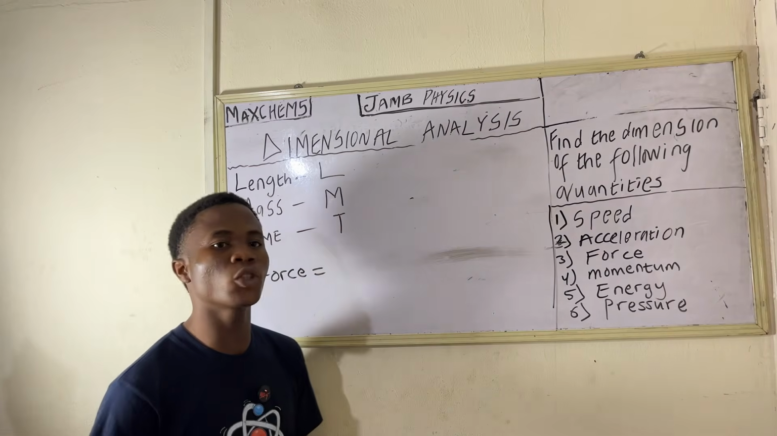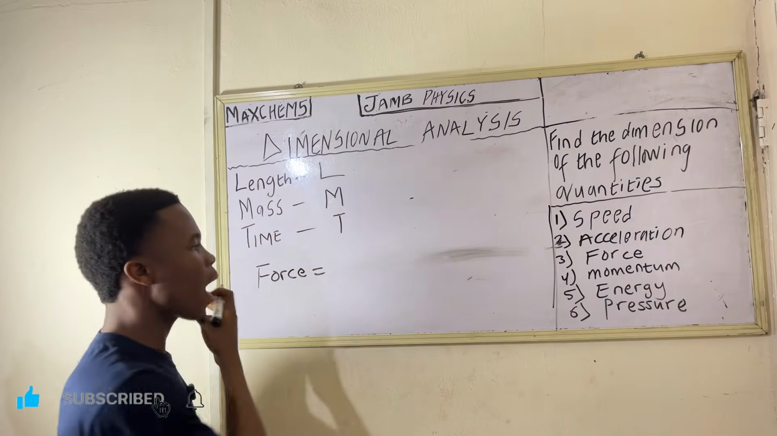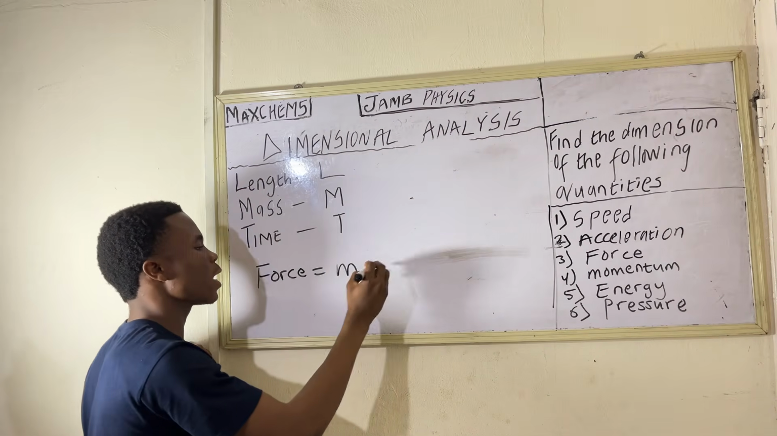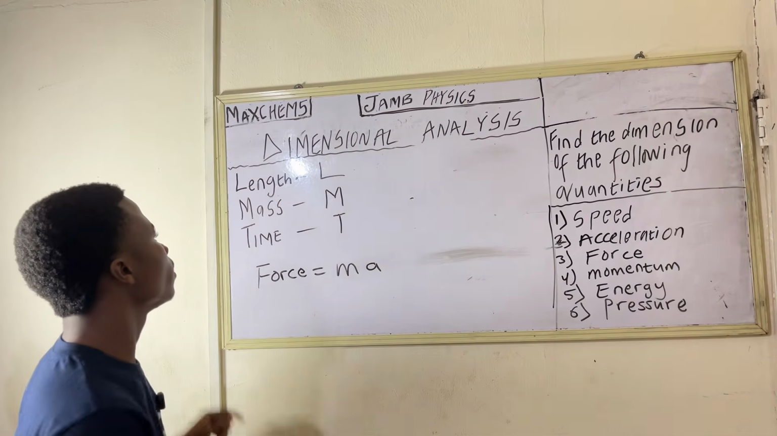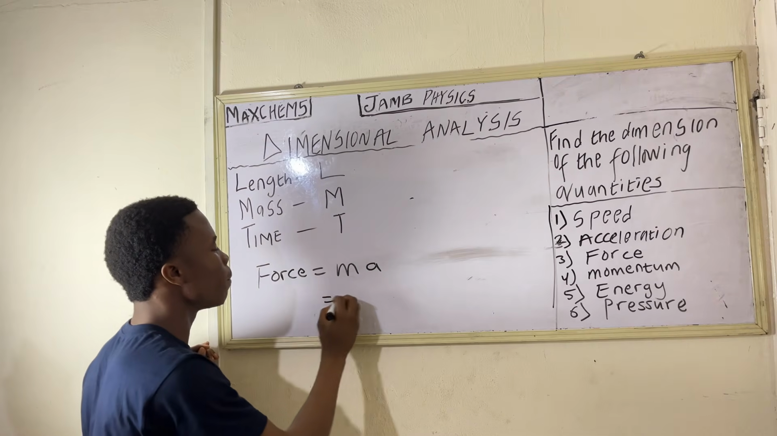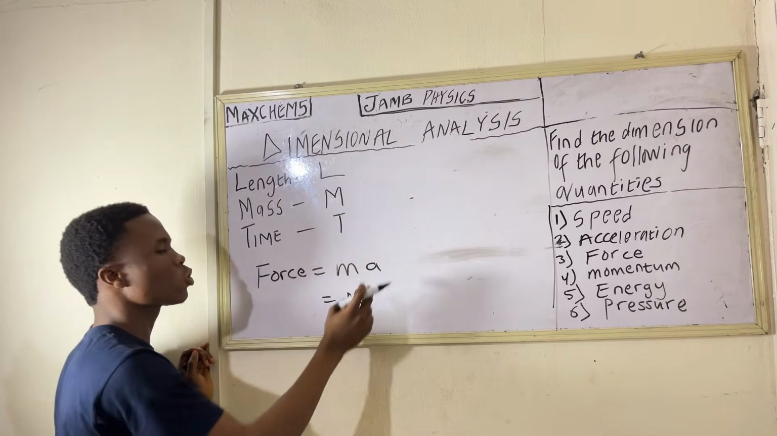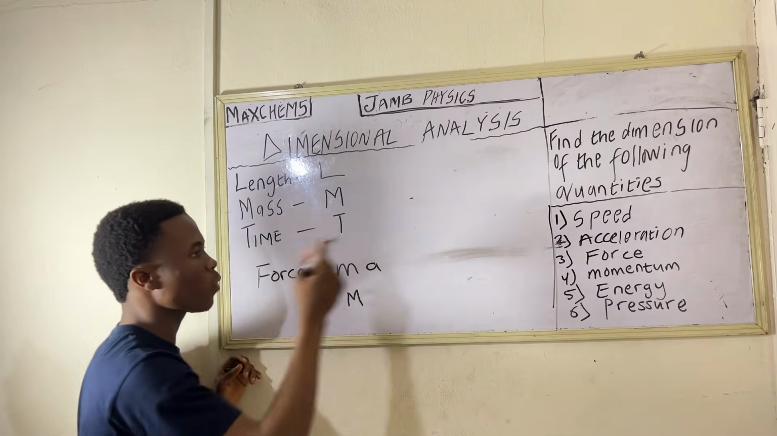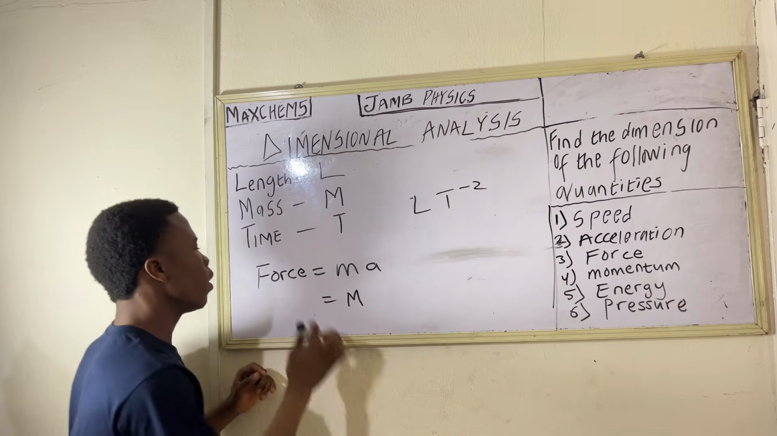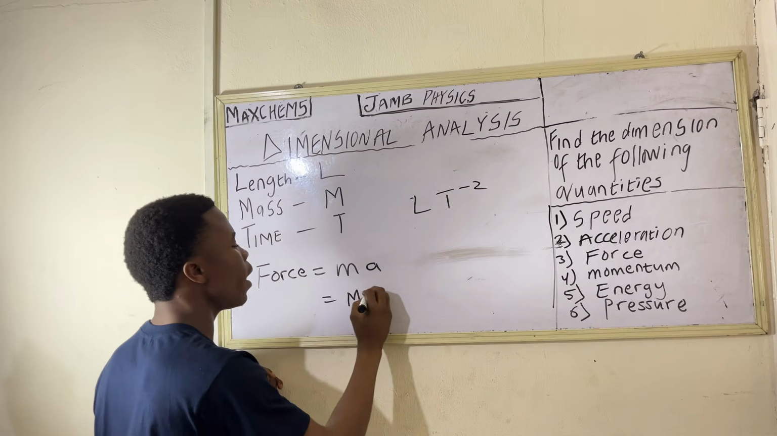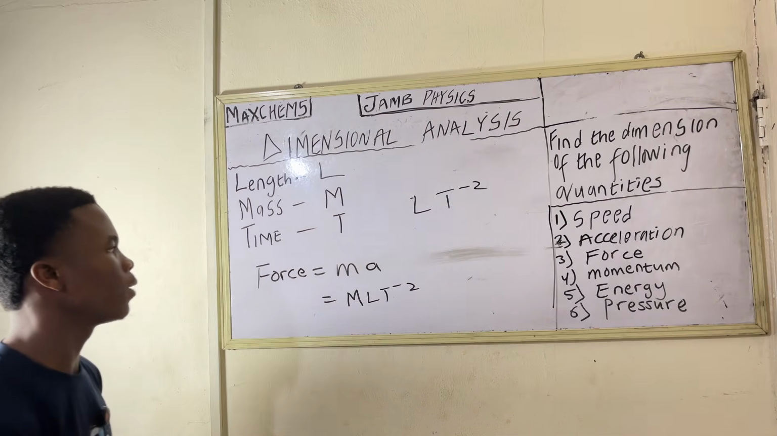So let's look for the dimension for force. You have to know the formula for force, and the formula for force is what? Mass times acceleration, which is ma. The dimension for your mass is M. And the dimension for acceleration, which we just found, is LT minus 2. So the dimension for force will now be MLT minus 2.